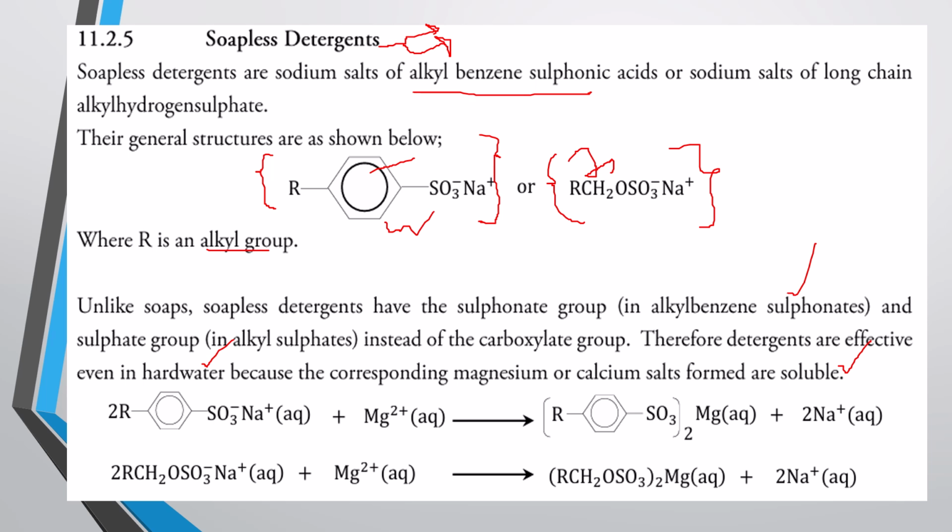That means that lather is formed quickly, and therefore washing is quite easier when you're using a detergent or a soapless detergent as compared to a bar of soap. So the equations are as follows, depending on the option that you have decided, but I've told you to opt for number 1. So the alkyl benzene sulfonate sodium salt reacts with the magnesium salt, forming a soluble compound, which must be aqueous, together with the leaving sodium ions in solution.